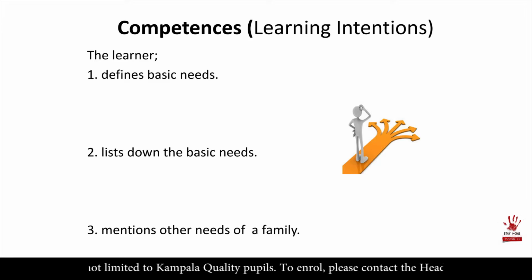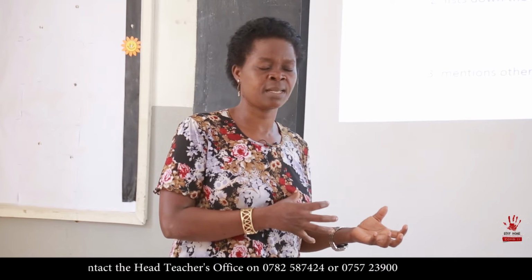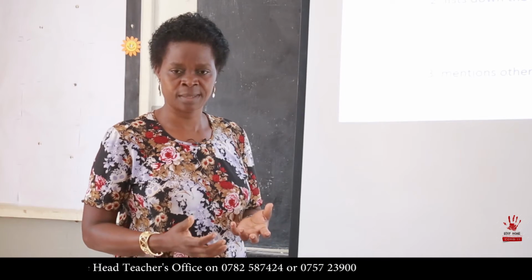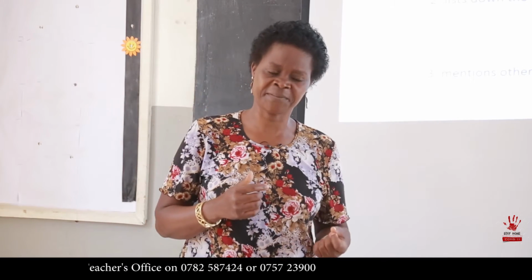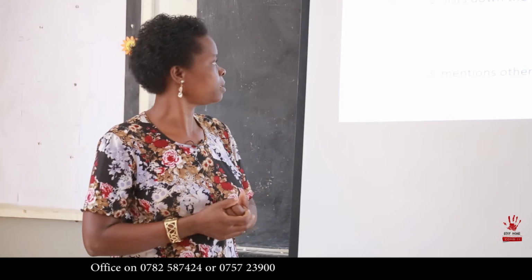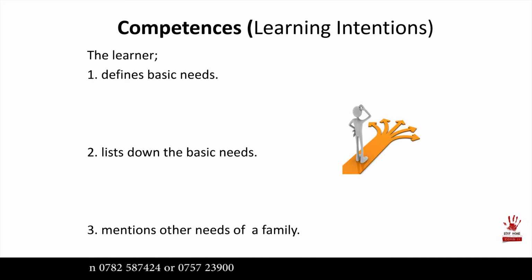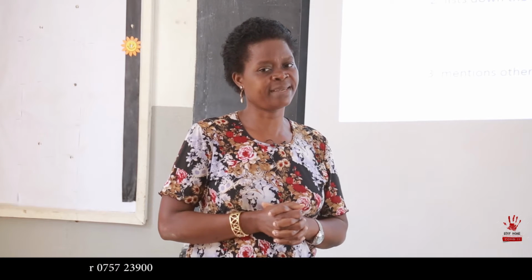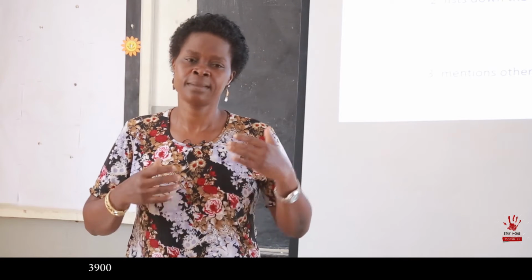One, you should be able to define, because family needs are also called basic needs. So you should be able to define the word basic. Basic needs. Two, you should be able to list the major, because we have major basic needs and we have other needs. So you should be able to know the major four, then other needs. Then three, you should be able to mention others. We have other family needs. Don't forget that family needs are also called basic needs.